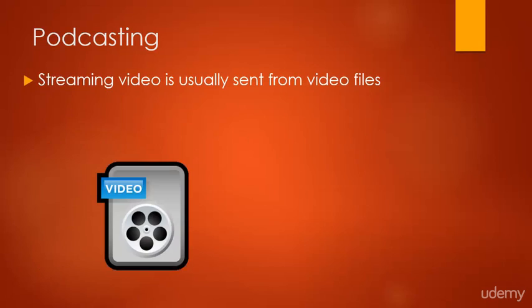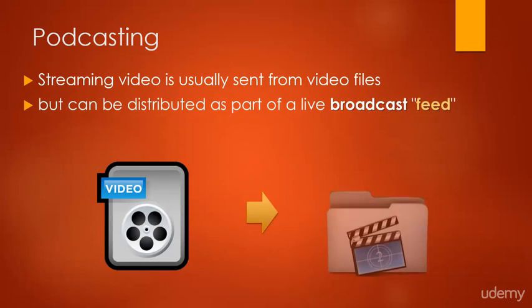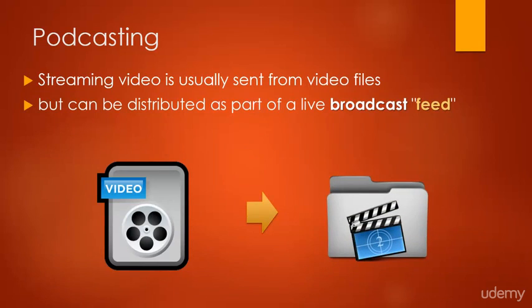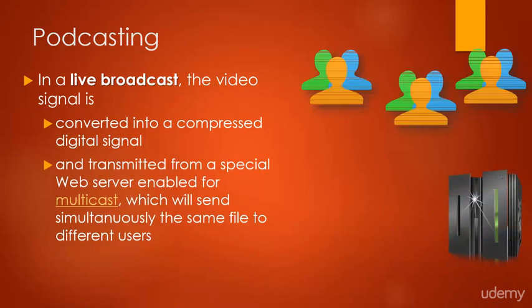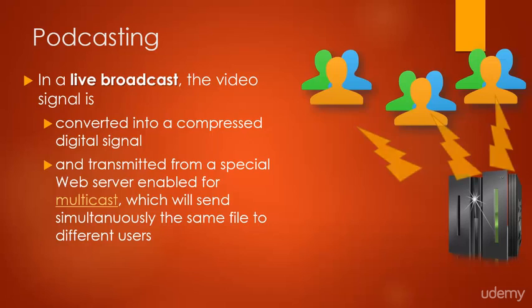Let's talk about podcasting. Streaming video is usually sent from video files, but can be distributed as part of a live broadcast feed. In a live broadcast, the video signal is converted into a compressed digital signal and transmitted from a special web server enabled for multicast, which will send simultaneously the same file to different users.